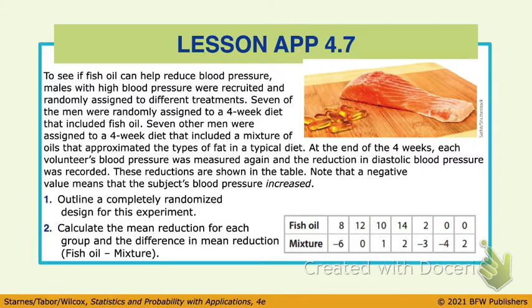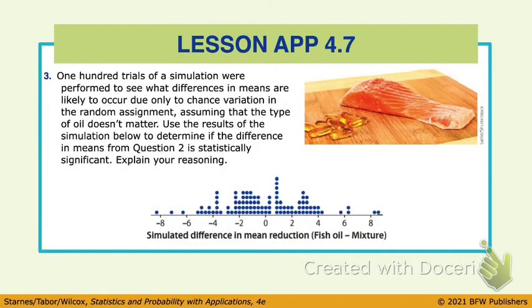At the end of the 4 weeks, each volunteer's blood pressure was measured again, and the reduction of their blood pressure was recorded. These reductions are shown in the table. Note that a negative value means that the subject's blood pressure actually went up. So we need to outline a completely randomized design, that's drawing that tree diagram. We need to calculate the mean reduction for each group and find the difference. And then we're going to look at a simulation and decide if it was statistically significant or not.